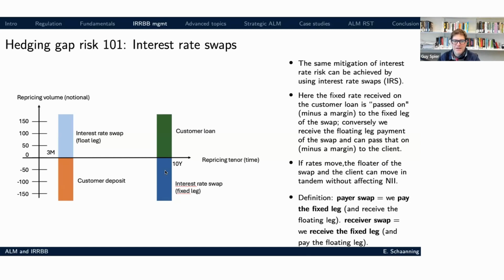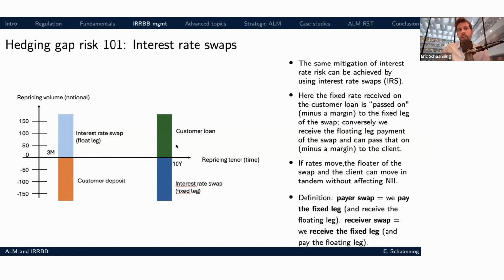The market is way better. I mean, this synthetically creates match funding for the financial institution. It removes the interest rate risk. So for this 175 million loan, you would have a 175 million notional interest rate swap, and that completely removes the interest rate risk. And that's the difference also between the market value and the notional value.